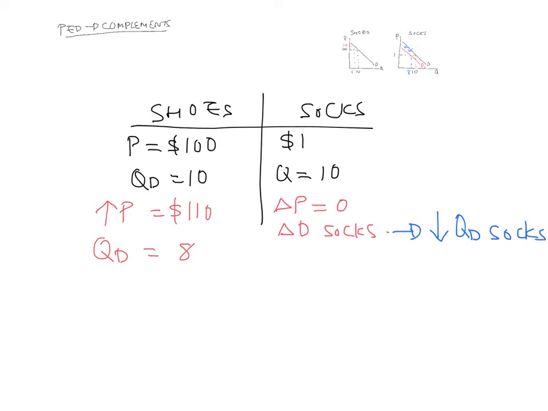You have the fall in the quantity demanded of socks only because there's been a change, a fall, in the demand of socks. The reaction of socks to a change in the price of shoes is a change in the demand of socks. It is not a change in the quantity demanded of socks. The change in the quantity demanded of socks occurs because there is a change in the demand of socks, but there's only a change in the demand of socks because there's been a change in the price of shoes. Clear as mud, but that's how it is.